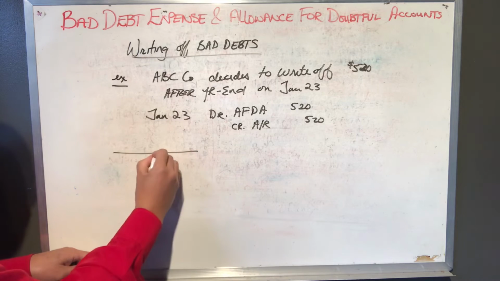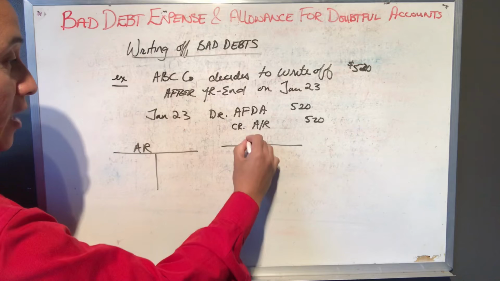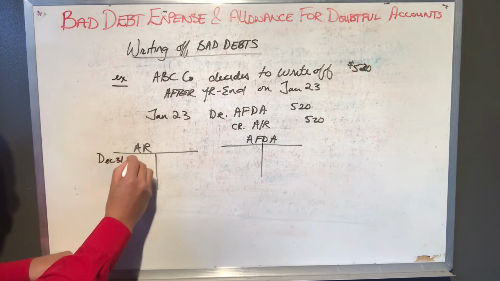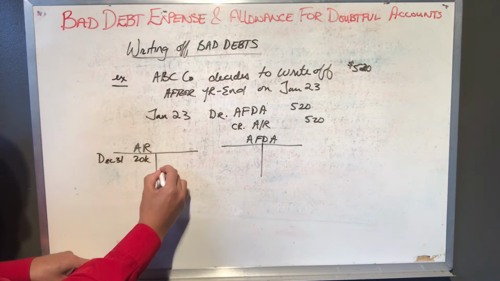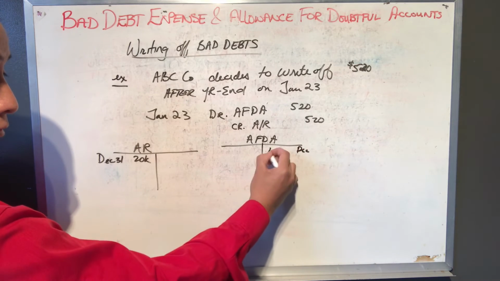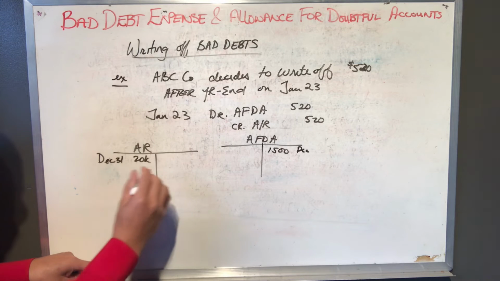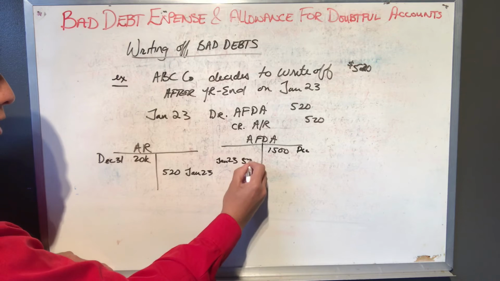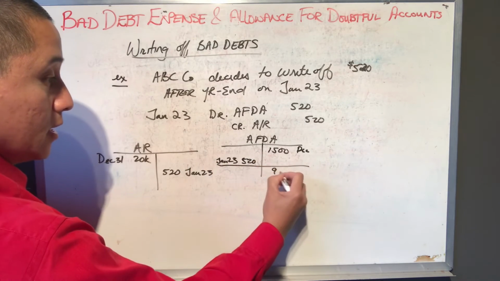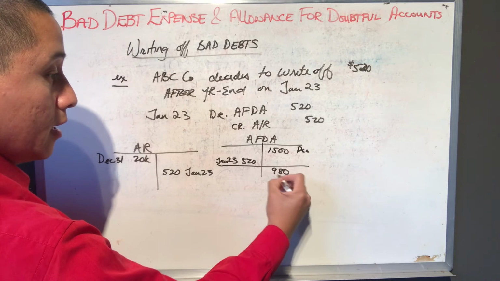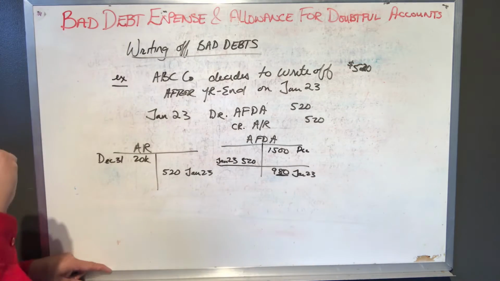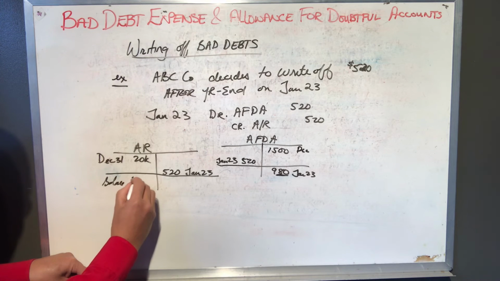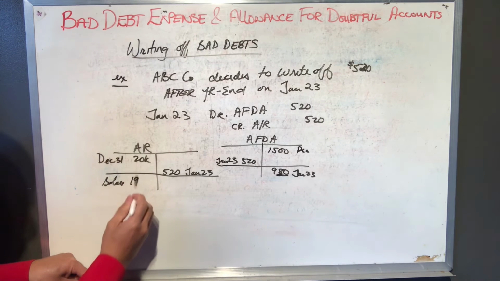So if we were to look at the T accounts for both the accounts receivable and the allowance for doubtful accounts, here on December 31st, there's 20,000. We made an allowance over here on December 31st for 1,500. Now on January 23rd, we're writing off $520. Now, what's the net impact on this? It's a net credit balance for the allowance for doubtful accounts on January 23rd. And if we calculate this, the accounts receivable balance would be 19,480.